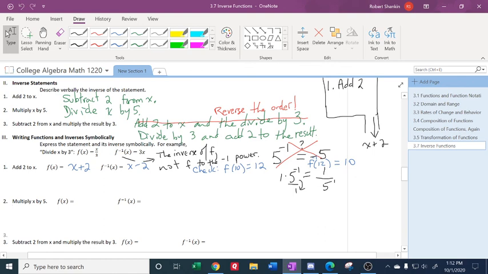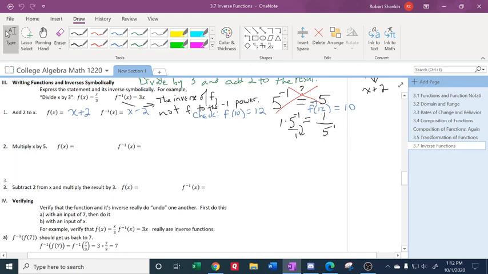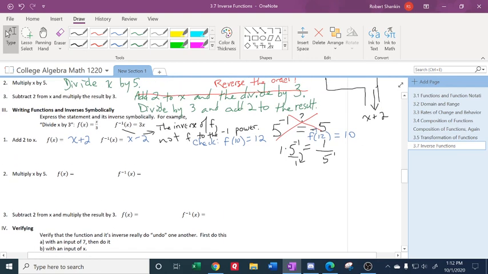All right, let me have you do number 2 now. So go ahead. If the function is multiplying x by 5, write it symbolically and then write the inverse symbolically. Okay, go ahead and enter that in your group chat.